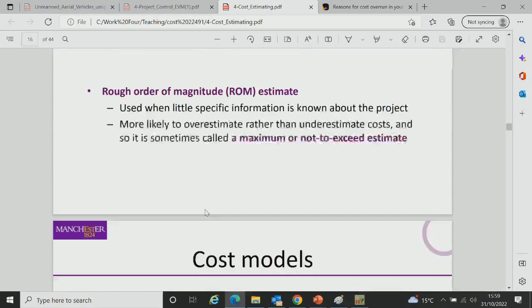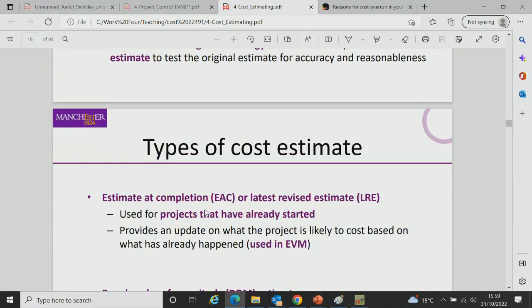So before we go into cost estimating methods, do you want to have a 5-minute break? Just to have a bit of a brain rest. I was hoping the Padlet would have worked. It would have been a bit more interactive.